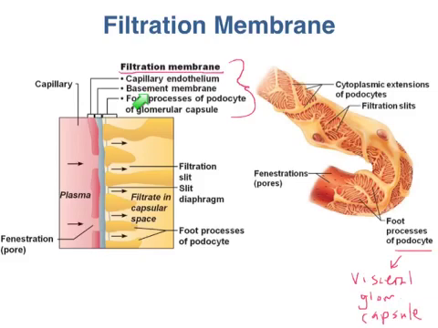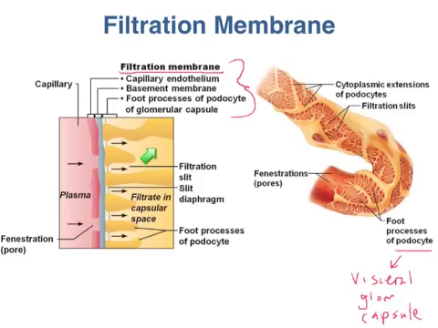So as blood passes through the glomerular capillary under high pressure, that pressure forces blood out of the fenestrations in the capillary endothelium, through the basement membrane, through the filtration slits, into the capsular space, the space between the podocytes and the parietal layer of the glomerular capsule.